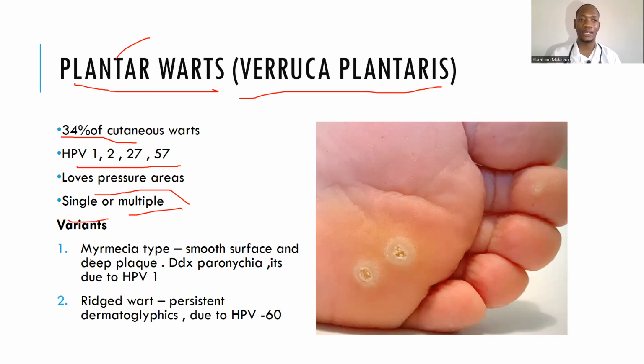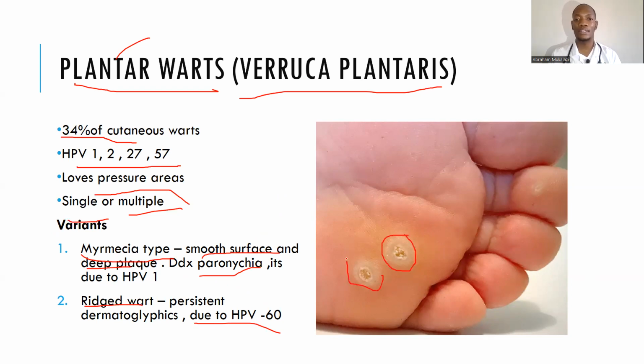is looking like. So we can have the ridged warts, which are usually a wart with persistent dermatoglyphics. Usually this is due to HPV-16, and then you can also have the myrmecia type, whereby you have an asymptomatic surface and a deep plaque. This is usually confused with the callus, and it's due to HPV-1. So in this case, this is the wart that you see.